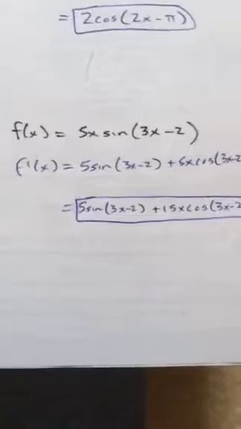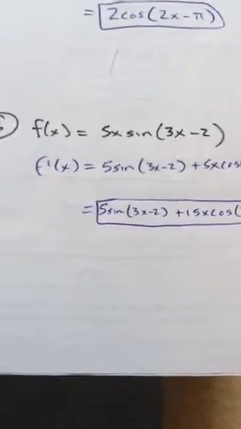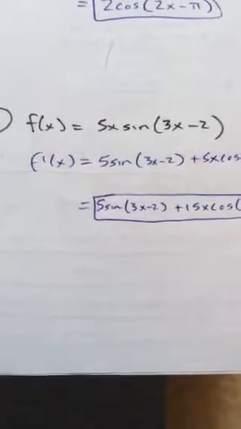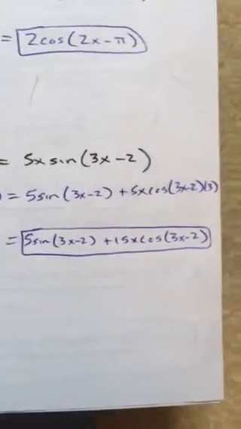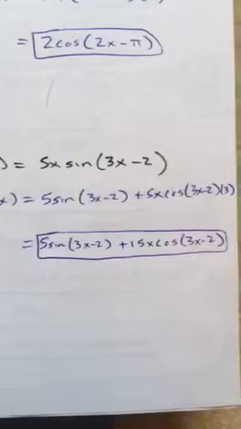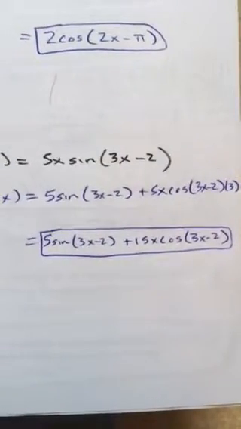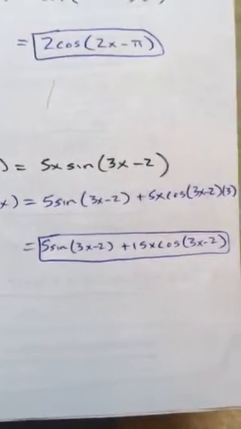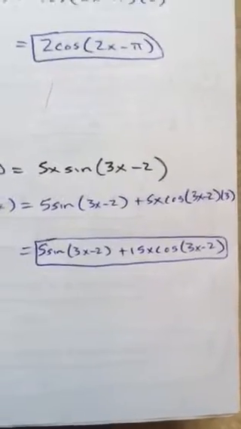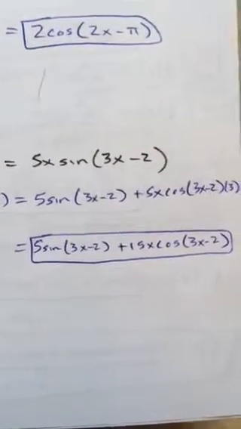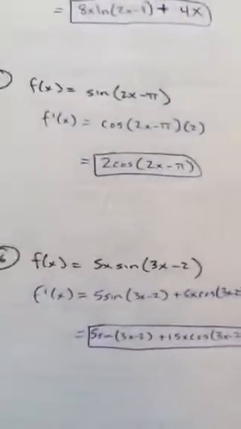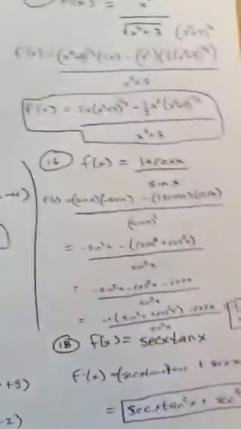Here we go, number 6, folks. Let's see, you have another product rule. All right, take the derivative of the first, and then times the second plus the first here times the derivative of the second, which is cosine of 3x minus 2 times the derivative of 3x, which is 3. Put that all together. All right, expect to see 4 of those or so on your quiz.